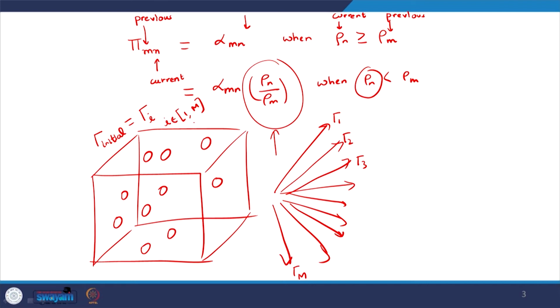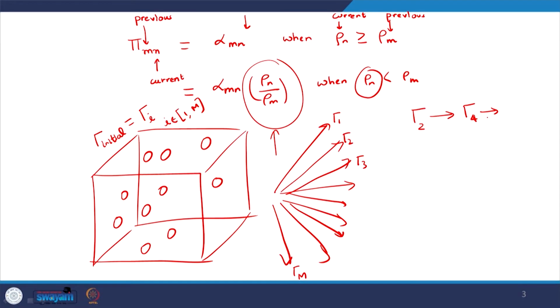So, let us say for example, one of the possibilities is I start from some gamma 2, and from here I go to gamma 4. Since it is a Markov process, when I am at gamma 4, I do not care whether I came from gamma 2 or gamma 3; there is no memory of the previous step. So now from gamma 4 again I can go to any of the possibilities. Let us say I go to gamma 3, and from there let us say I go to gamma 5, and so on, and I will continue this kind of process, right.